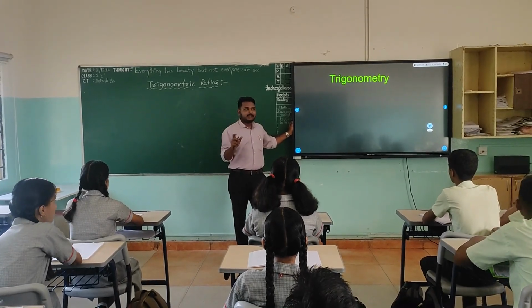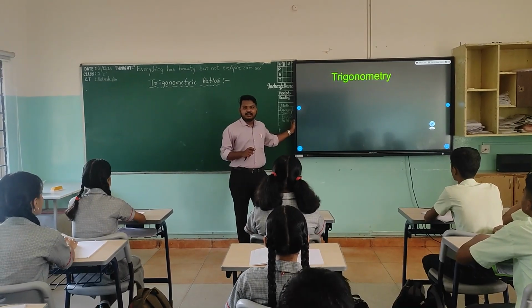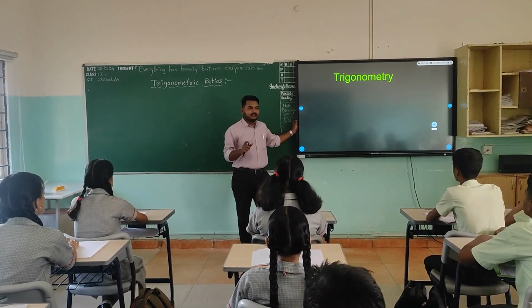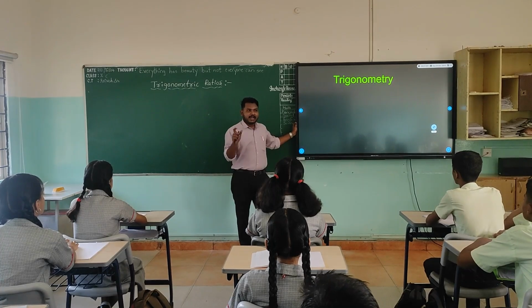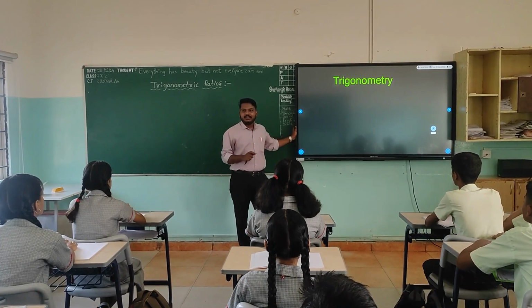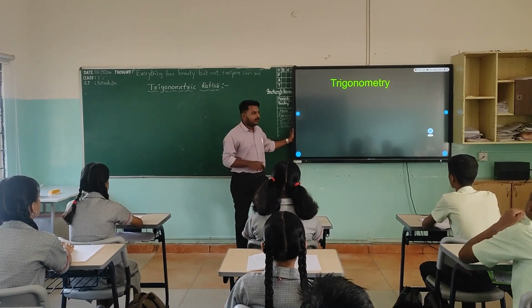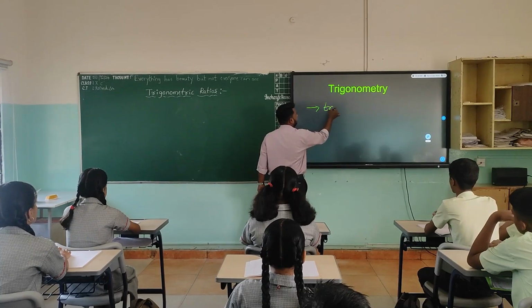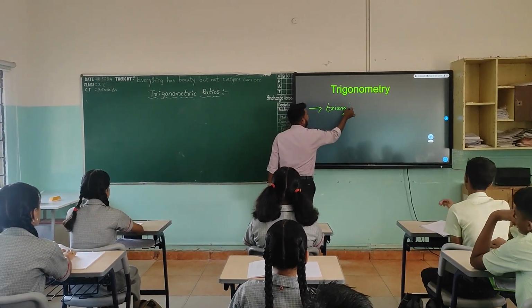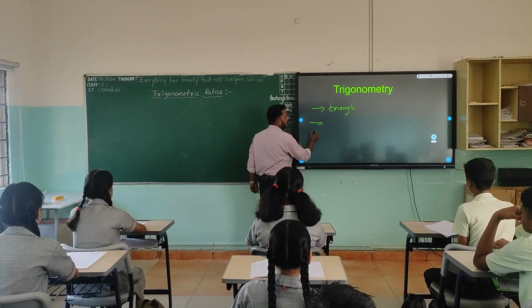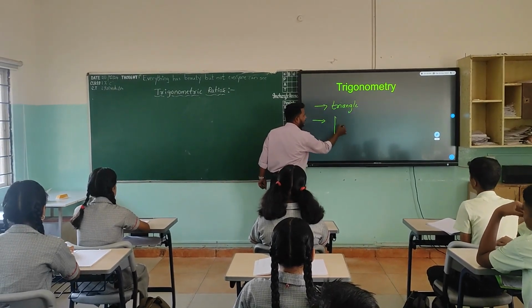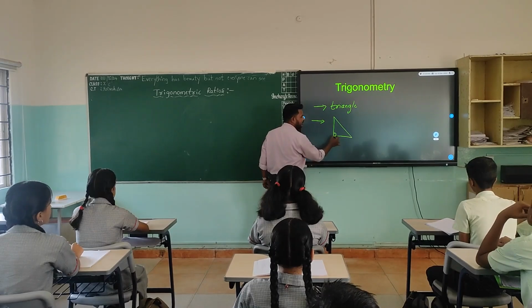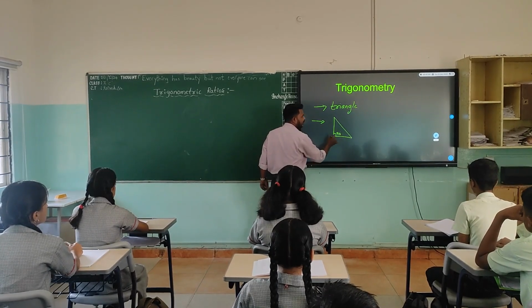But in our syllabus we have only right angle triangle. So trigonometry is a branch of mathematics and it is a study about the triangle. Clear? In our syllabus we have only right angle triangle. Right angle triangle means one angle should be 90 degree.